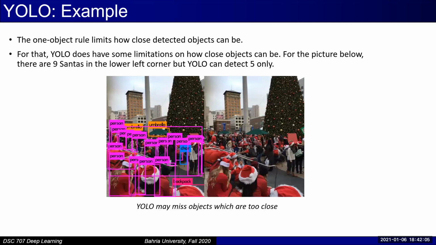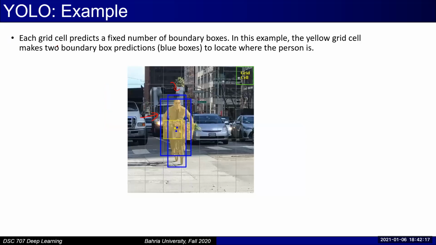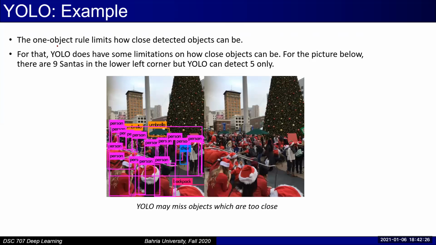So you see, as we said, there are many limitations of this algorithm, although it is very fast. But one limitation is that in a single grid you can only detect one object. So in this case, if the center of the bicycle and the person are falling in the same grid cell, only one of these objects will be detected, right? And similarly, if the objects are very close, then it is possible that two or three objects are falling in the same grid cell, so they will not be detected, right?